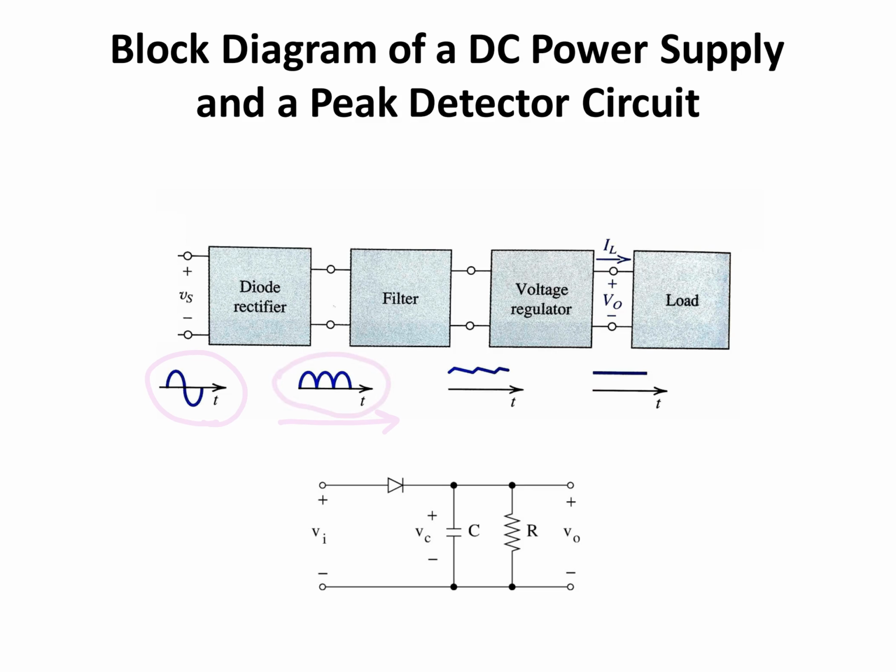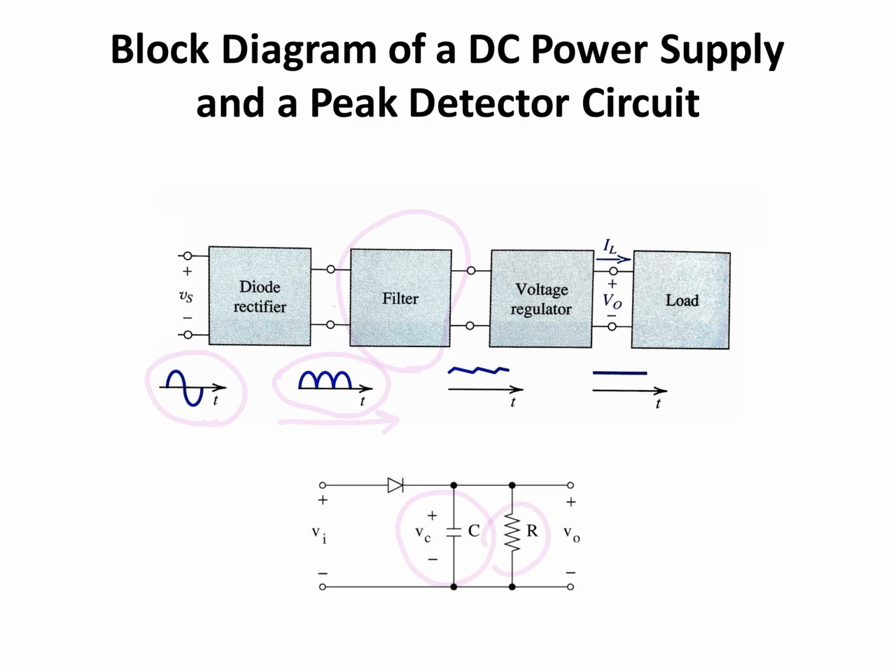The pulsating nature of the output of this diode rectifier circuit makes it unsuitable for a DC power supply. So in order to reduce this time variation at the output, we can use a filter circuit, and a simple way of reducing this time variation is to use a capacitor at the output of the diode rectifier, in parallel with the load resistor.